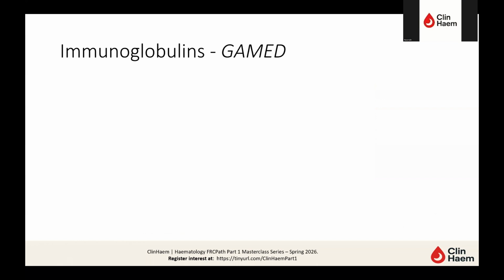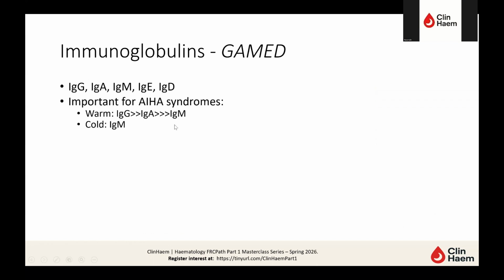So we know we've got quite a few types of immunoglobulins, five: IgG, IgA, IgM and so on. Important for AIHA syndrome. So warm hemolysis happens from IgG most commonly. Sometimes it's from IgA, which is rare, and even rarer is IgM. So warm is predominantly IgG related. The autoantibody is IgG type. Cold, it is IgM type.